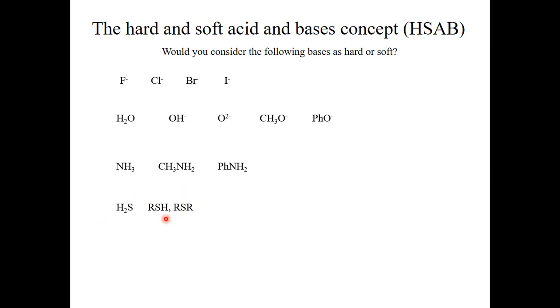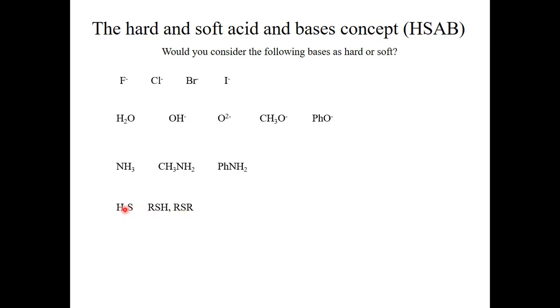Well, for the sulfur, the radii of the sulfur is larger than the radii for the oxygen, which means the compound with sulfur will be more polarizable than the oxygen. And for this series of compounds, from the left side to the right side, the size increases, so it is from the hardest to the most soft one.